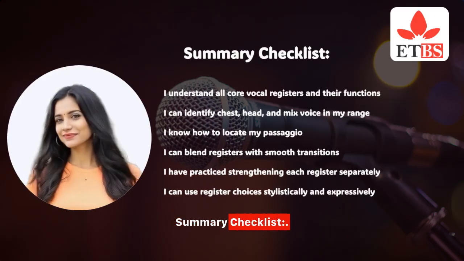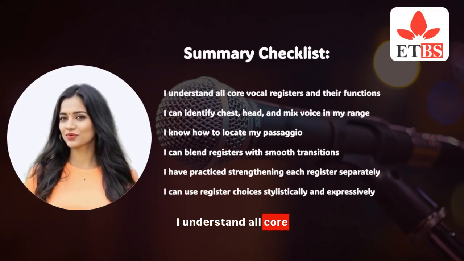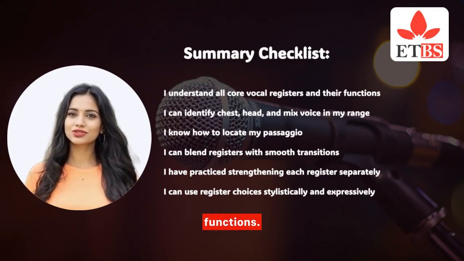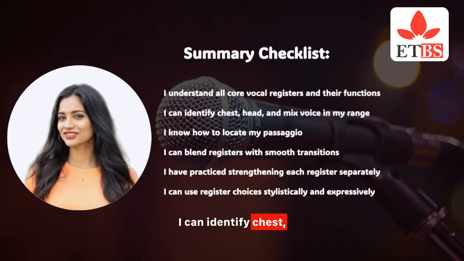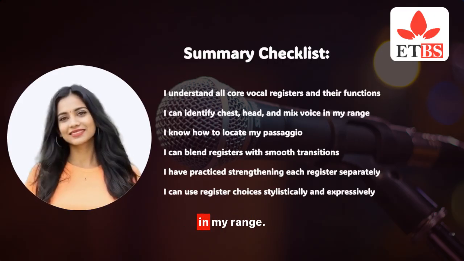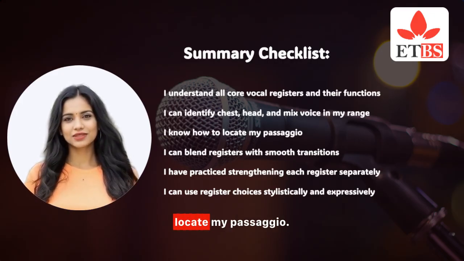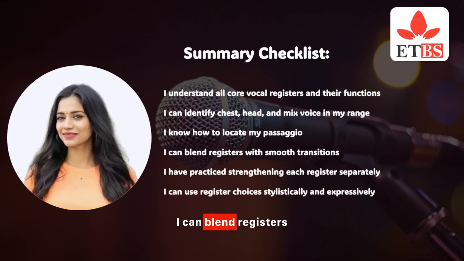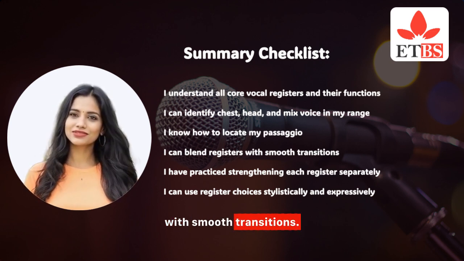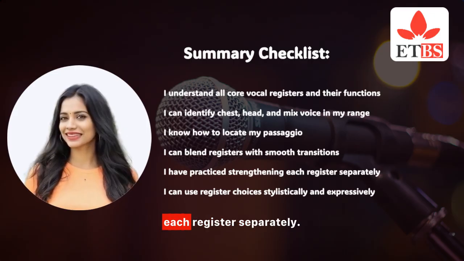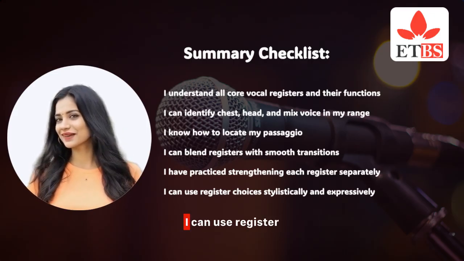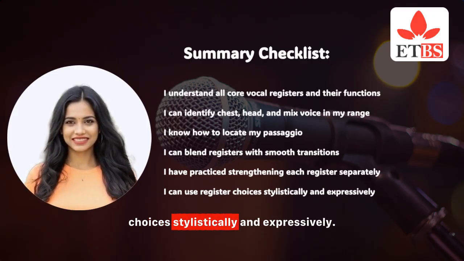Summary checklist. I understand all core vocal registers and their functions. I can identify chest, head, and mixed voice in my range. I know how to locate my passaggio. I can blend registers with smooth transitions. I have practiced strengthening each register separately. I can use register choices stylistically and expressively.